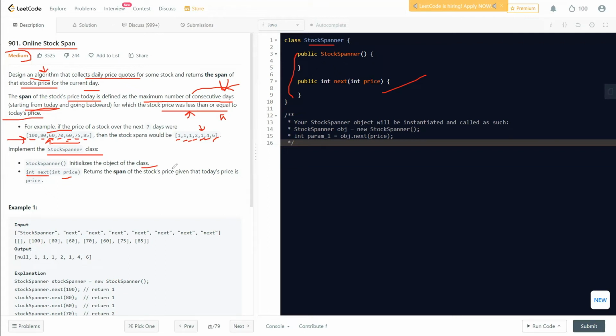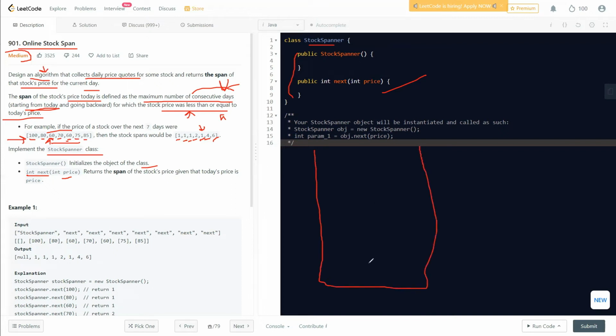Now, how can you do that? To solve this kind of question, it's better to use a concept called a monotonic stack. Now, what will happen? What will we store in the stack? Let me draw a stack and see how we can do this.